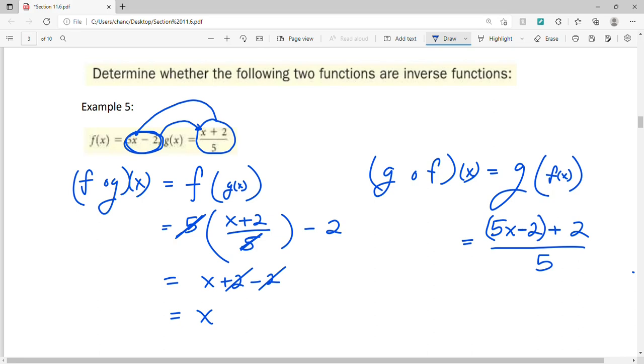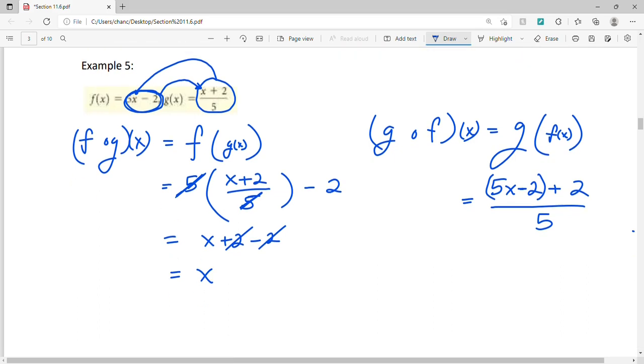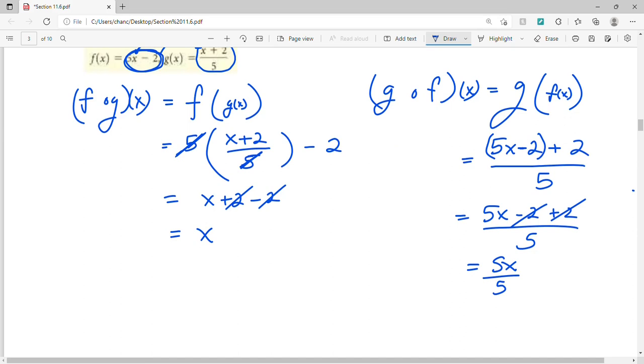Sometimes it's necessary to put parentheses, but in this case there's nothing multiplied to it, so we can remove the parentheses. And if you remove the parentheses, you can see that the 2 and the negative 2 do cancel out, leaving us with 5x divided by 5. And that simplifies to just x. So both of the conditions are met. That means they are inverse functions. One function does the opposite of the other function.